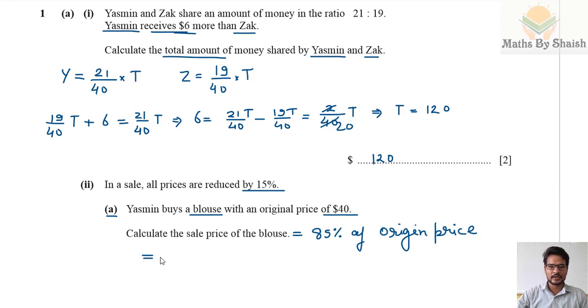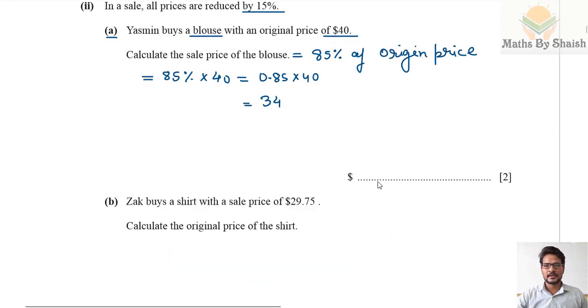So we can calculate it as 85% of the original value. Of means multiplication. So 85% times 40, and we can calculate this on the calculator: 0.85 times 40 is 34. So this is $34. The sale price is $34.